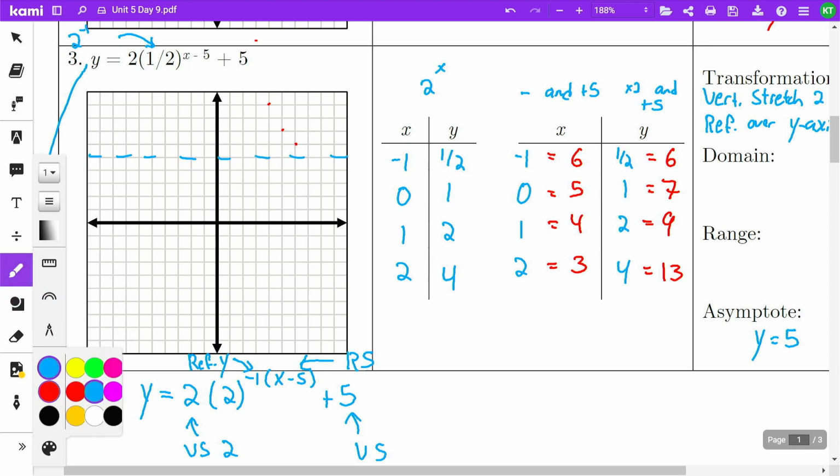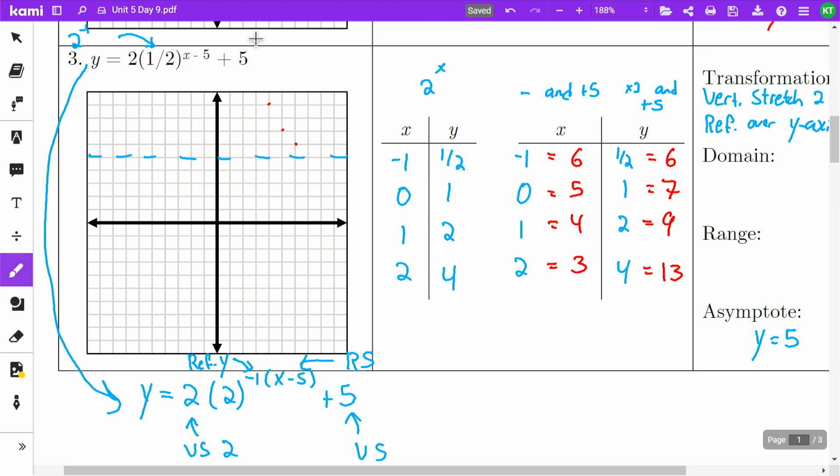And now let's go ahead and connect our dots. So it will approach like this. Again, we'll never touch our asymptote.